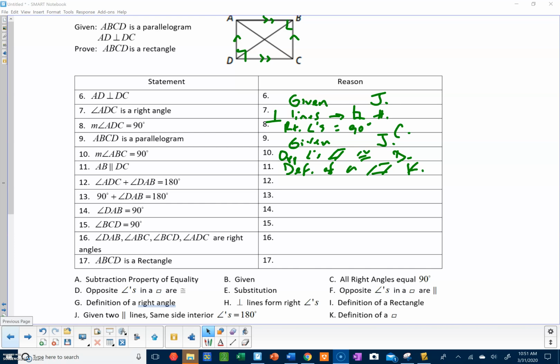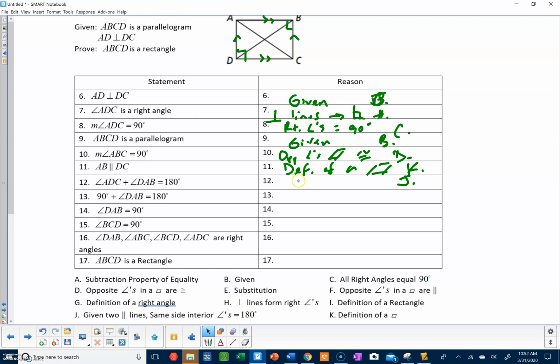Step 12 says that angle ADC plus angle DAB equals 180. We know this is true because consecutive angles in a parallelogram are supplementary. But also, since I have parallel lines, these top two lines are parallel, and if we consider this to be a transversal, same side interior angles must add up to 180 degrees. So this is actually choice B. I was writing J for given earlier when really it's B. Sorry.